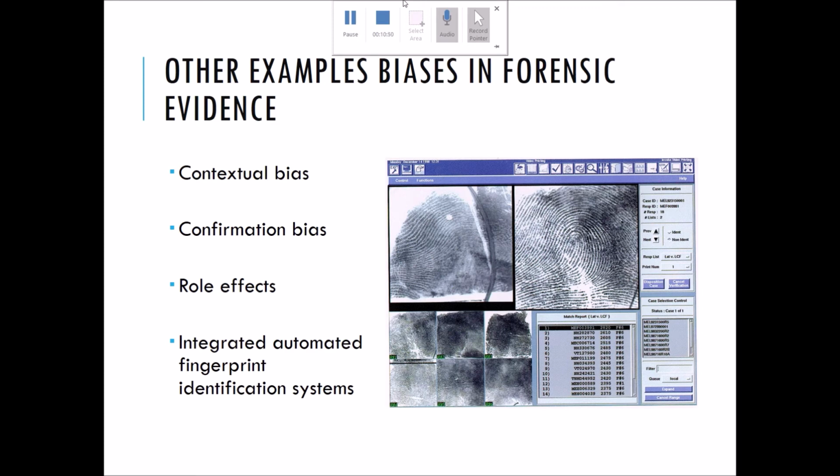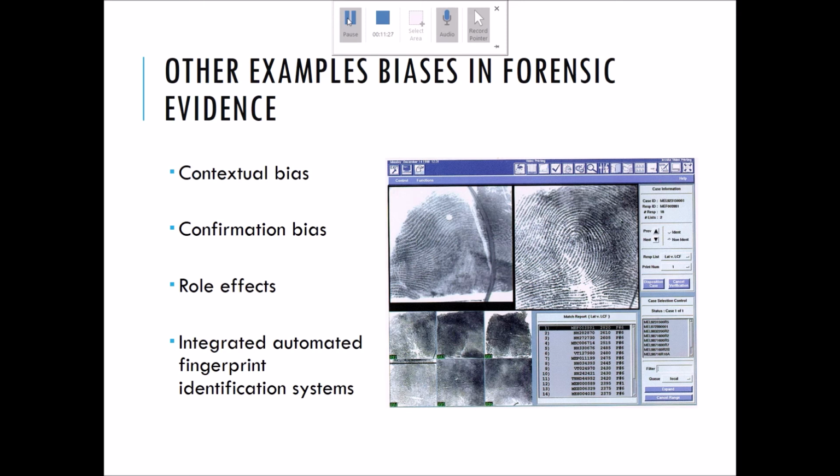And then finally, you've got the use of fingerprint analysis techniques. So basically integrated automated fingerprint identification systems like what's in that image. So basically, as it sounds, this is an automated system, and the idea is that the computer system automatically tries to do the examination and match them up and comes up with a list of potential matches.